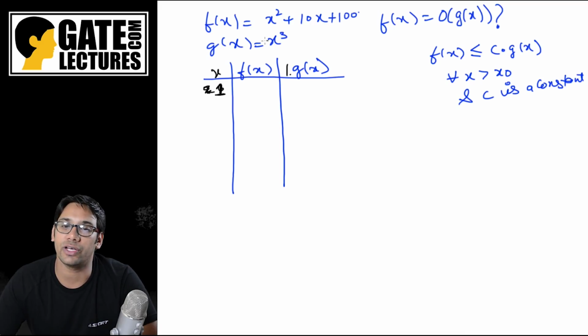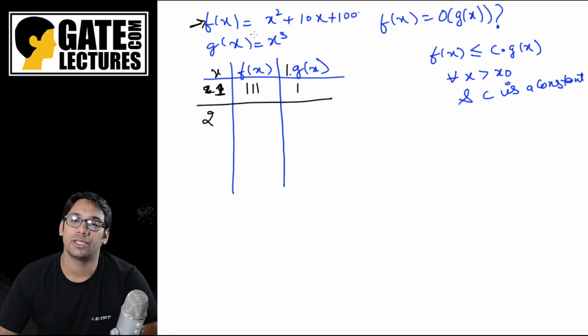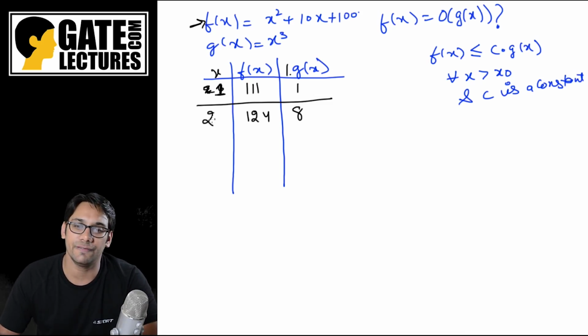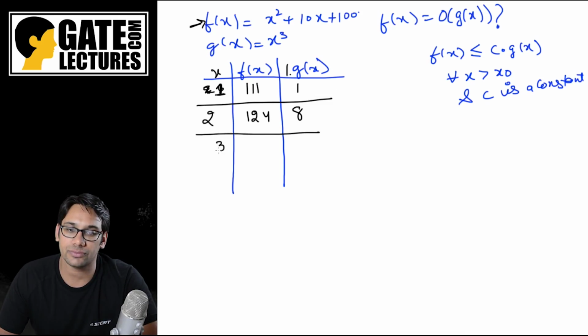When the value of x is 1, f(x) will become 1 plus 10 plus 100, which is going to give you 111, and g(x) will become 1. If the value of x is 2, then f(x) will become 4 plus 20 plus 100, which is going to give you 124, and g(x) will become 8. If the value of x is 3, then f(x) will become 9 plus 30 plus 100, which is going to give you 139, and g(x) will become 27.